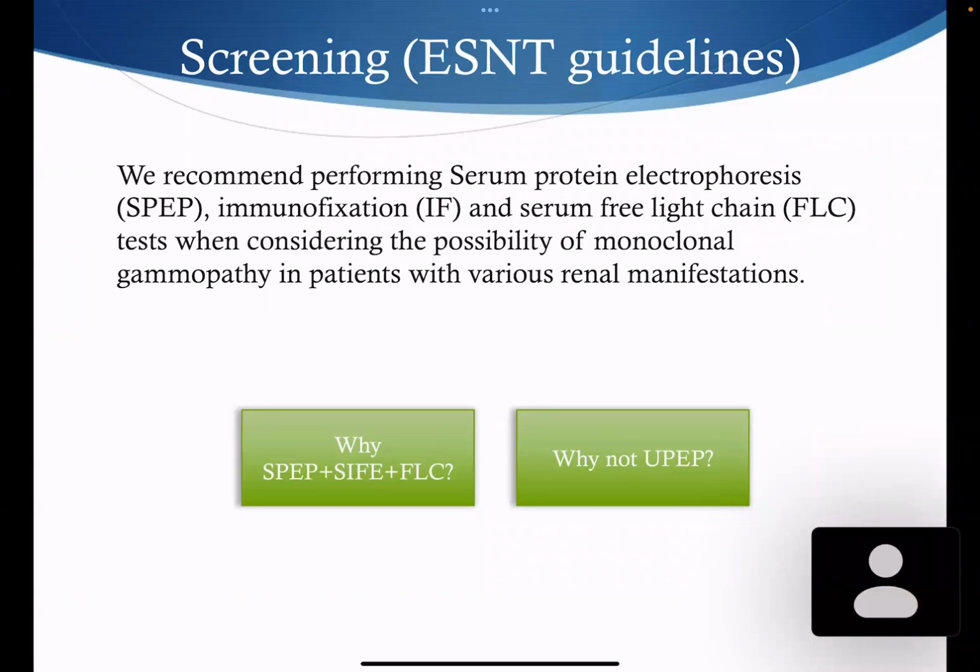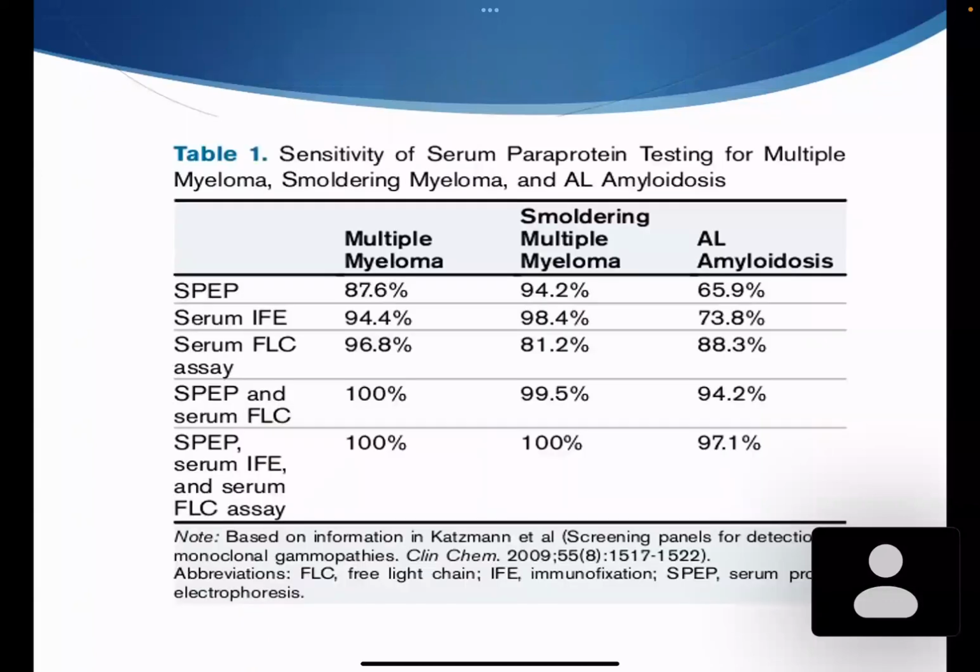Here is a glimpse of what has been done a couple or 3 years back, maybe 4 years back, with the ESNT guidelines for this difficult part of the monoclonal gammopathies and MGRS. And the recommendation was screening using all 3 tools: serum protein electrophoresis, serum immune fixation, and free light chain. And this was based on that table that dates like 13 years back.